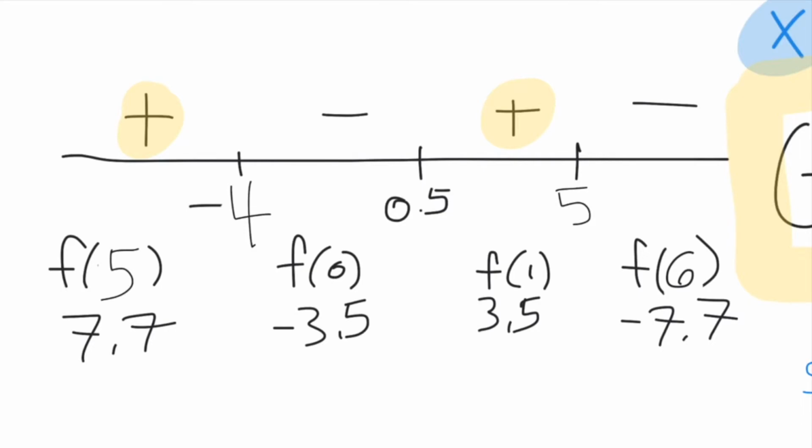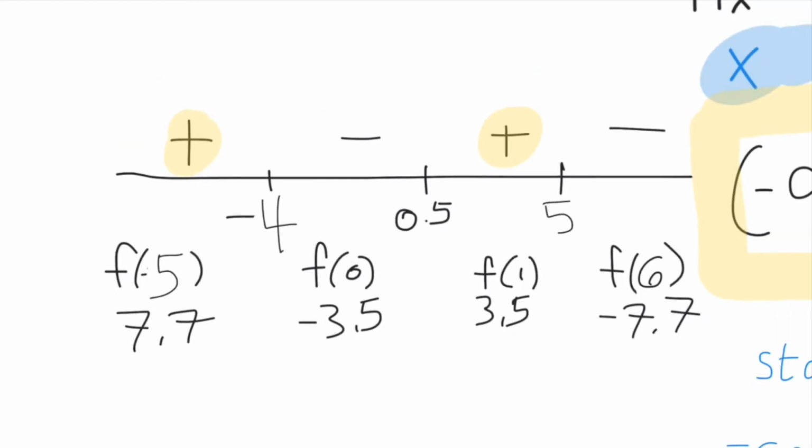F of 5, sorry, this should be a -5 right here. F of -5 is 7.7. That's good. We're looking for positive numbers. F of 0 is -3.5. We don't want that to be part of the answer. F of 1 is 3.5. That's positive. F of 6 is -7.7. We don't want to include that.